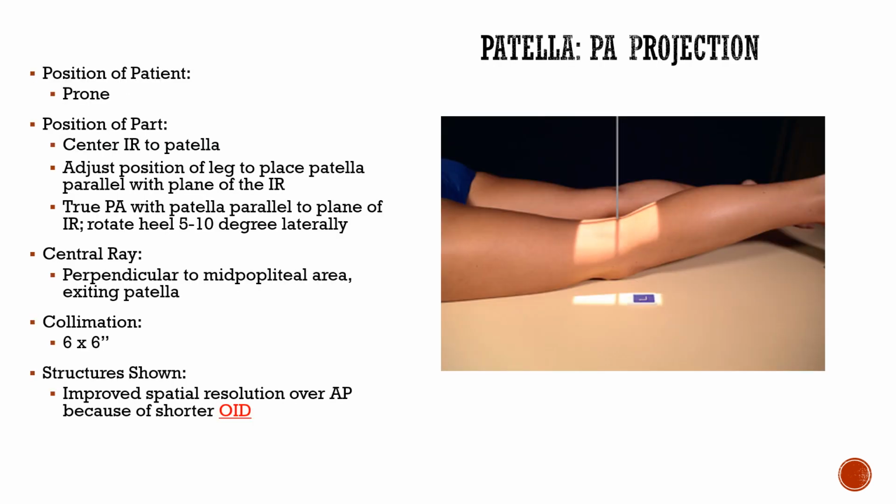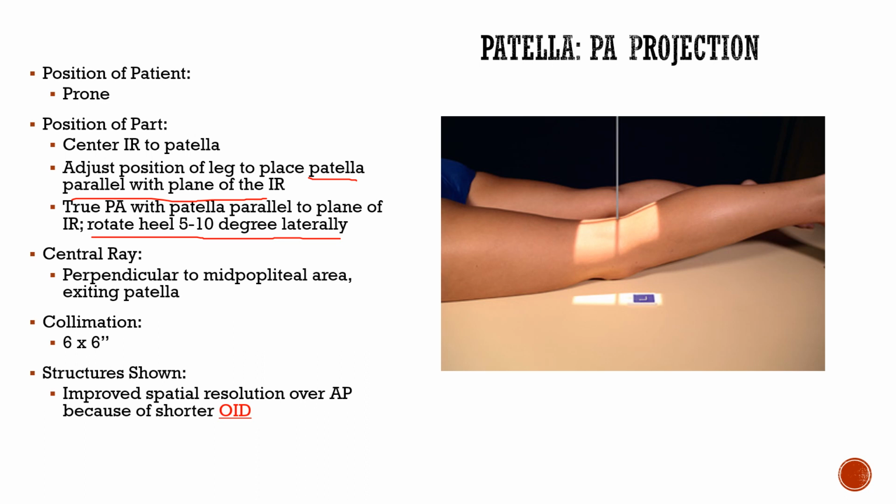So taking a look at the PA projection, the patient is prone. We're going to center the image receptor to the patella, and we're going to make sure the patella is placed parallel with the plane of the image receptor. We're going to rotate the heel about 5 to 10 degrees laterally. We want to have the central ray perpendicular to the mid-popliteal area, exiting the patella, and we're going to collimate down to a 6 by 6.